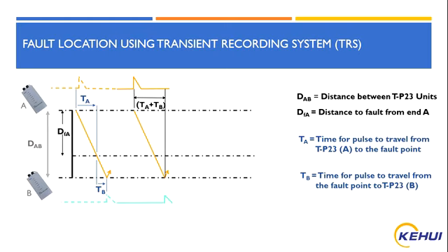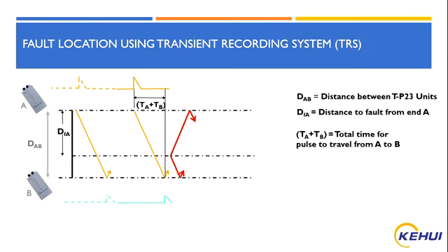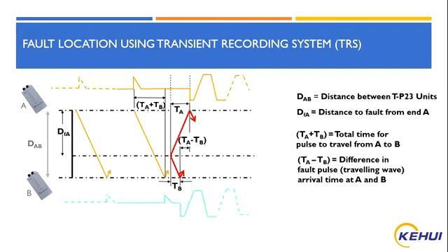Travelling waves have the same velocity as the synchronizing pulse. When the fault occurs, the travelling wave from the fault will arrive at end A in a time TA and at end B in a time TB. Hence, the difference between their arrival times is TA minus TB.